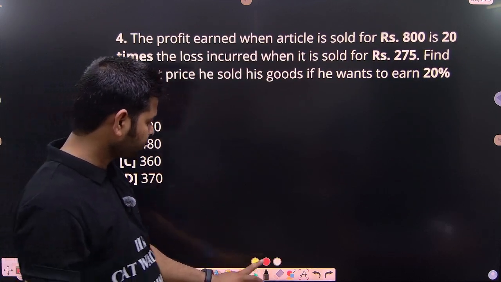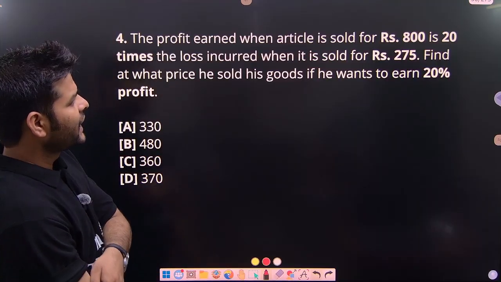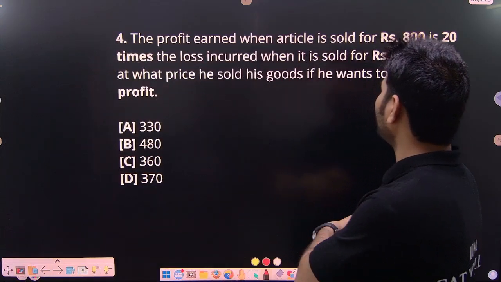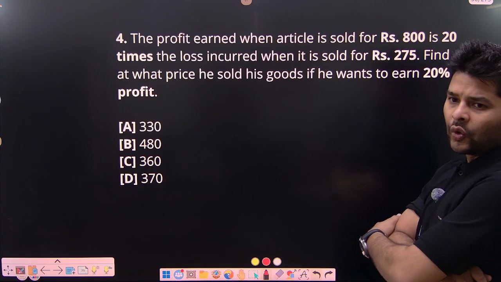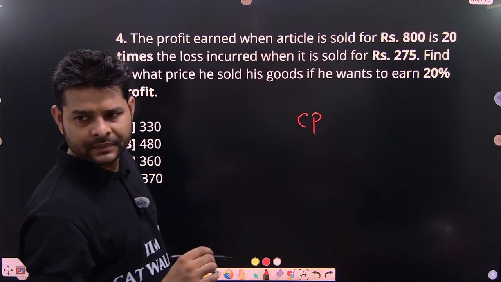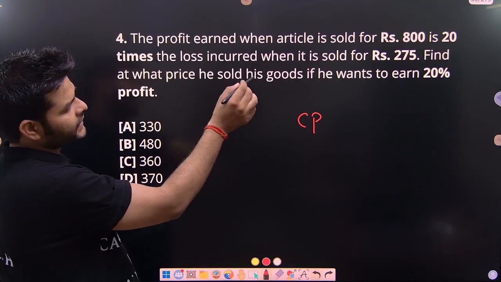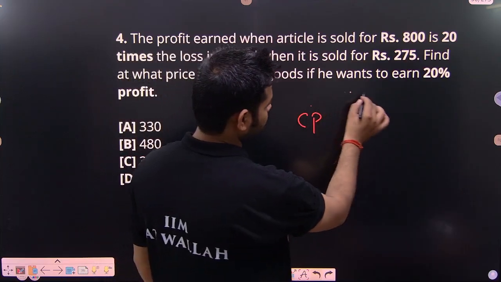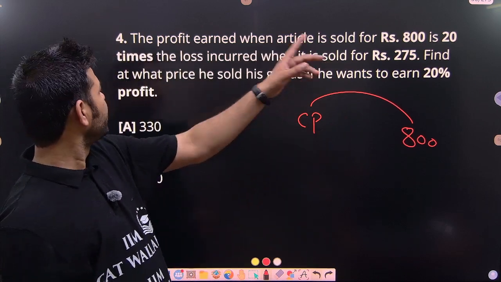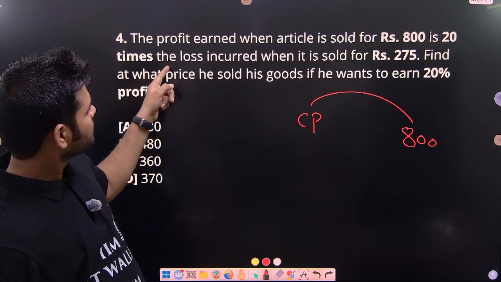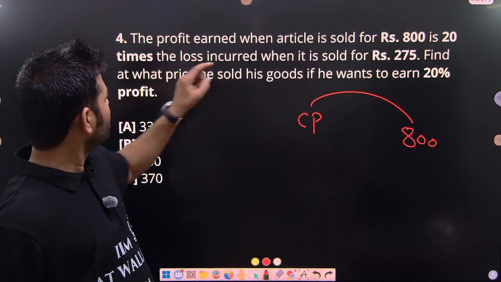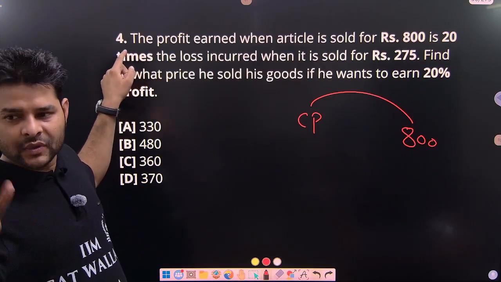The question is: the profit earned when an article is sold for rupees 800 is 20 times the loss incurred when it is sold at rupees 275. So basically CP would be here in between. When the article is sold for rupees 800, there is a profit, and this profit is 20 times the loss. Profit is 20 times loss.